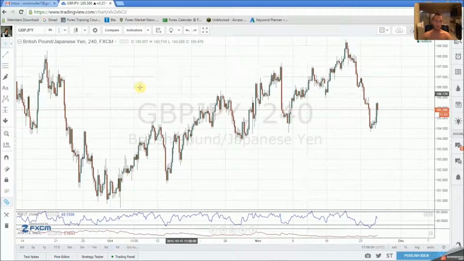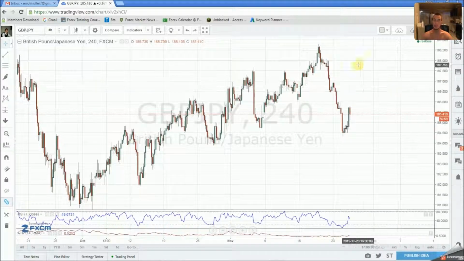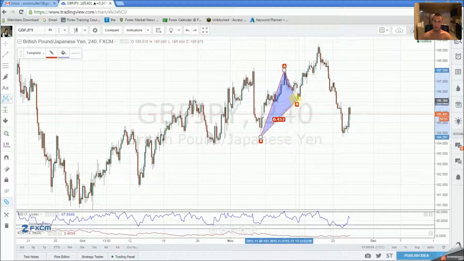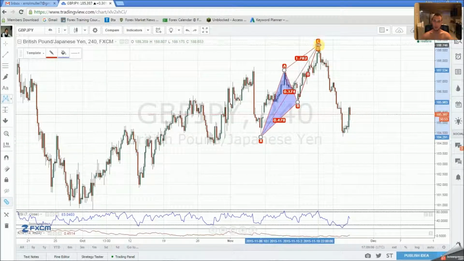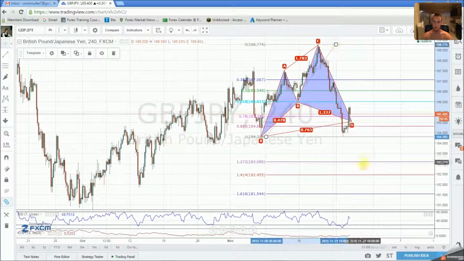Okay, I'm going to draw it in for you. Let's leave my chart like this. Let's go. X to A leg, A to B, B to C leg, and then C to D leg completion at the 786%. Let's quickly have a look at it.